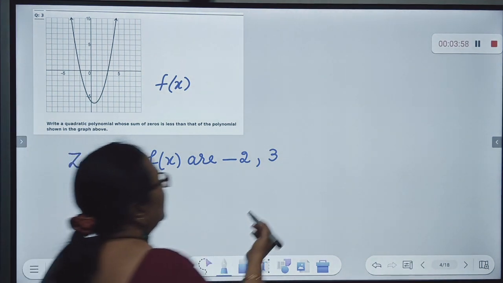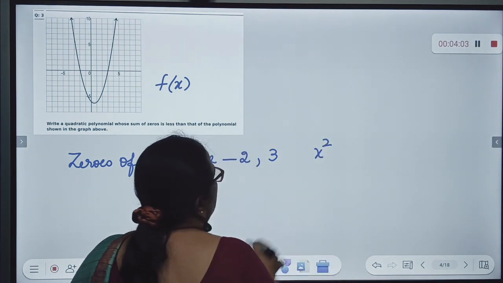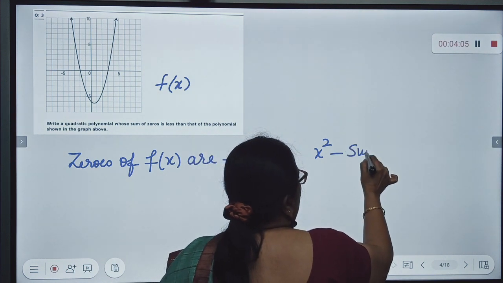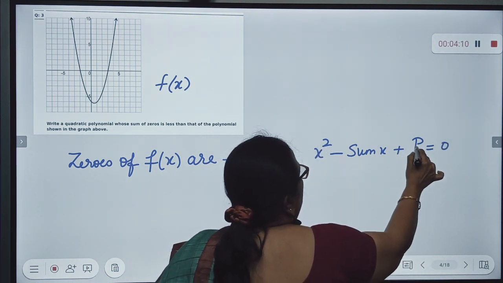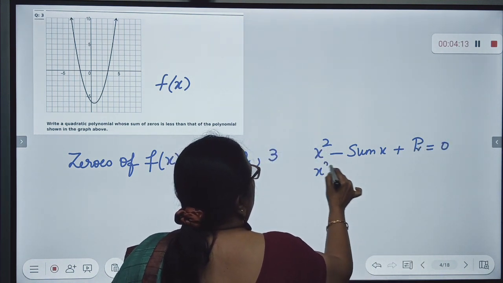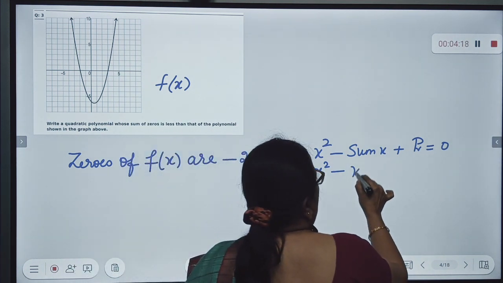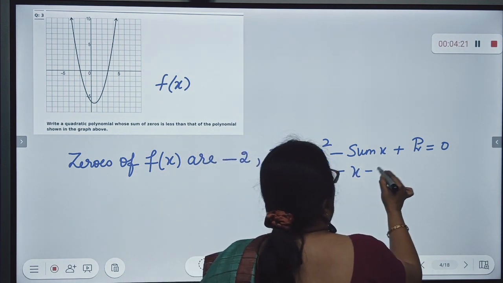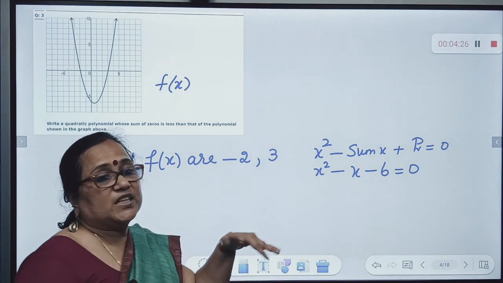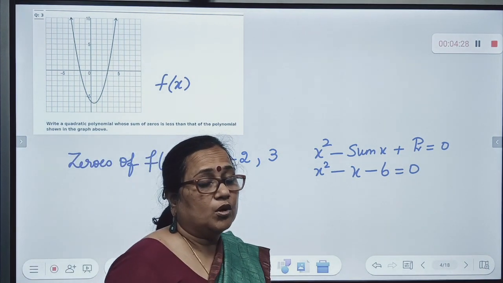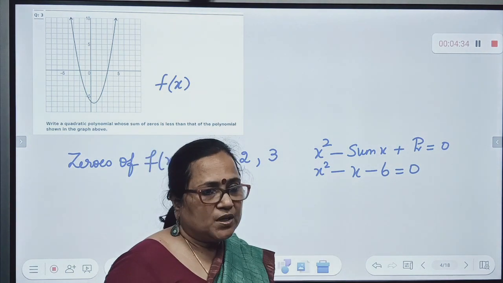If I want to write a polynomial with these roots, I can write it as x square minus sum of the roots into x plus product of the roots equal to 0. x square minus, what is the sum? 3 minus 2, 1, minus x. What is the product? Minus 6, equal to 0. This is one such polynomial. In fact, if I multiply this with k, as we also saw in the earlier video, I can construct infinitely many polynomials with these two given zeros.